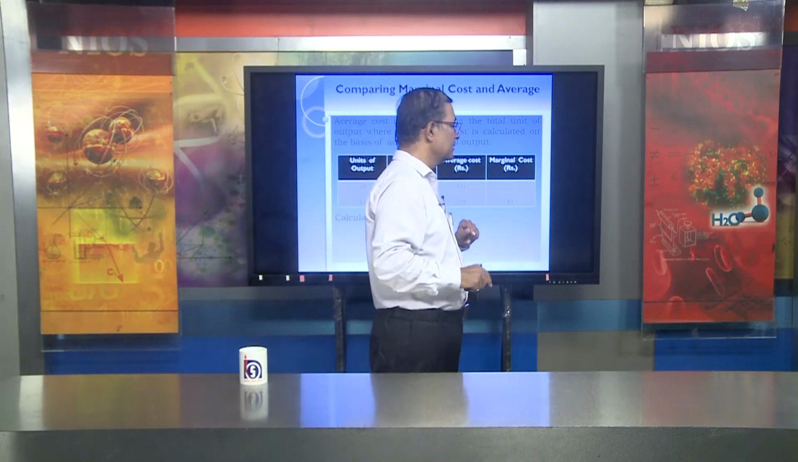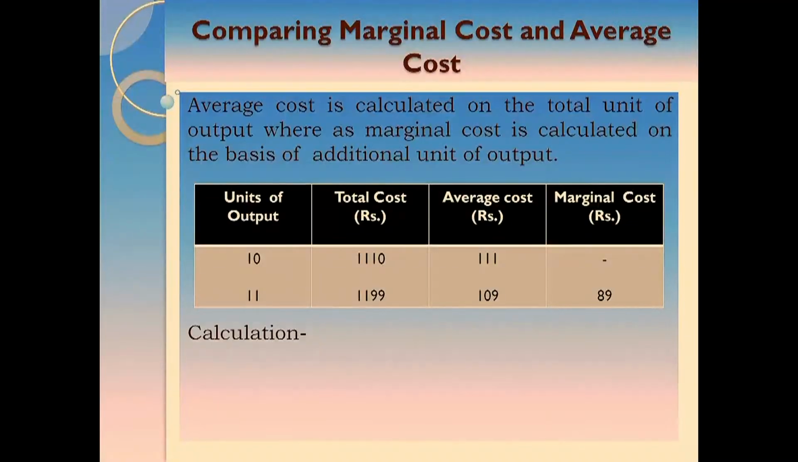Then average cost, simple way is there. 1110 divided by 10, that is 111. Again 1199 divided by 11, that is 109. So data will be given to you even in examination. You have to apply your methods of calculation, and this way you can calculate the value of average cost and marginal cost.